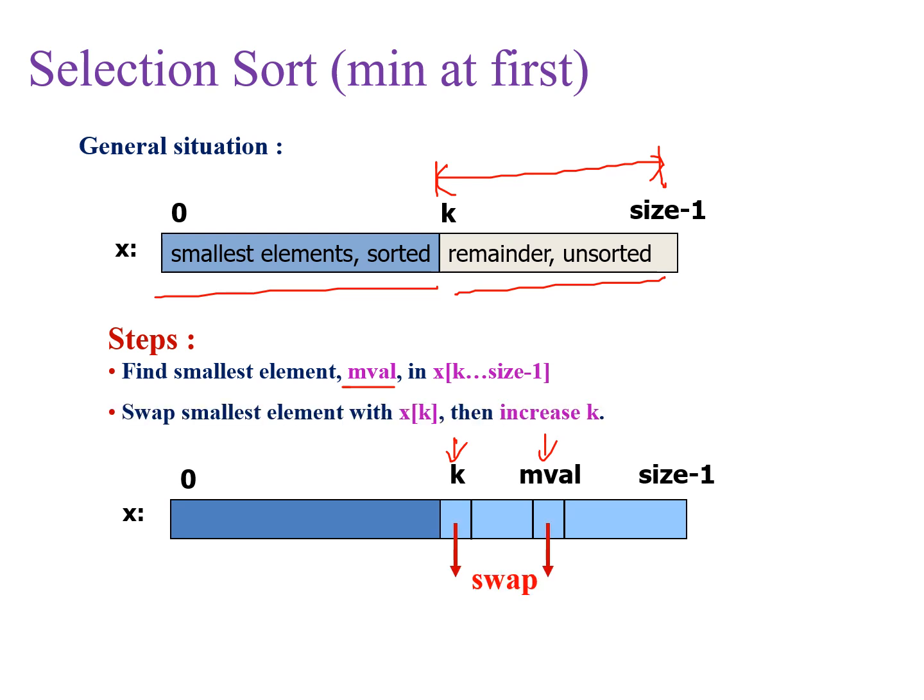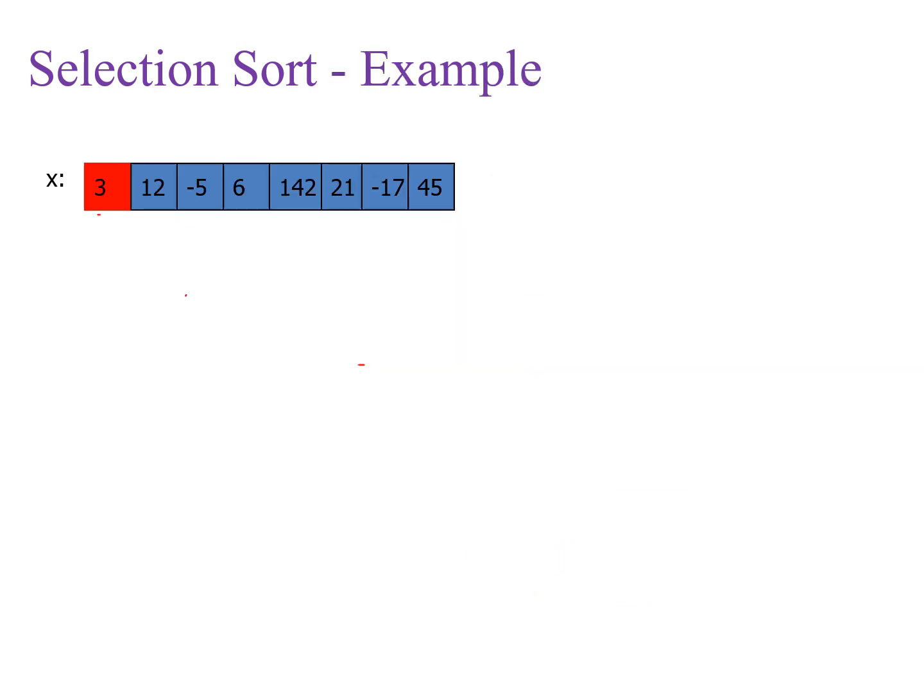So these two values, k and m, will be swapped. Here we will get the minimum value and it will go, and k will be here and the m value will come here. Then we will increase the pointer, and we will perform this operation on the unsorted part. Like this it will run size -1 times.